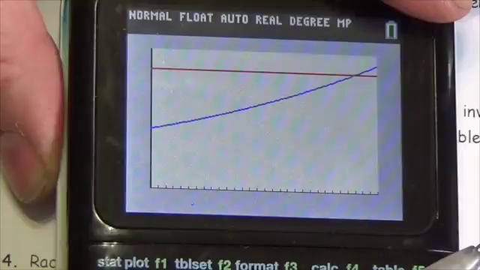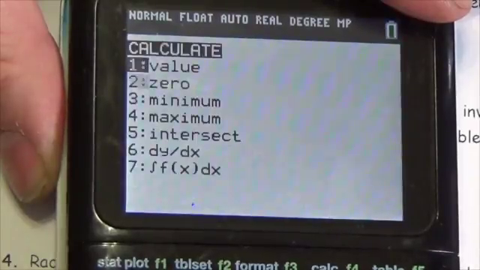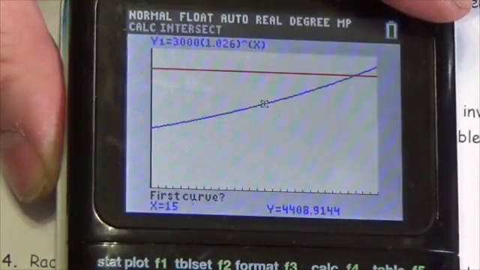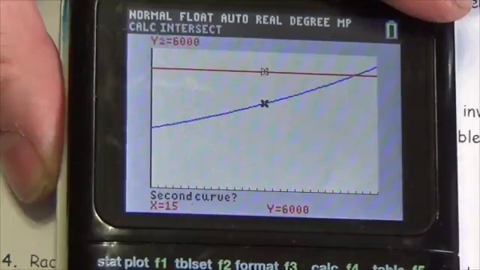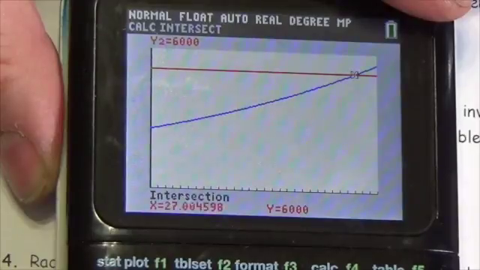So now I go second trace to get into the calc menu. I'm looking for the intersect. Is it on the first curve? Yep. Did it jump to the second curve? Yep. Is it okay to guess that? Yep. There we go.